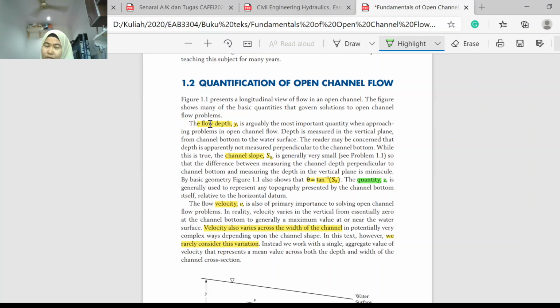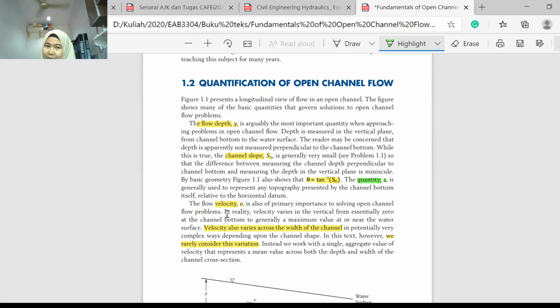Remember this, yeah? You will see this a lot when you deal with open channel flow. Depth is measured in the vertical plane from channel bottom to the water surface. Next we have channel slope, and this is the angle of the channel slope. Then we also have the quantity Z, the horizontal datum.